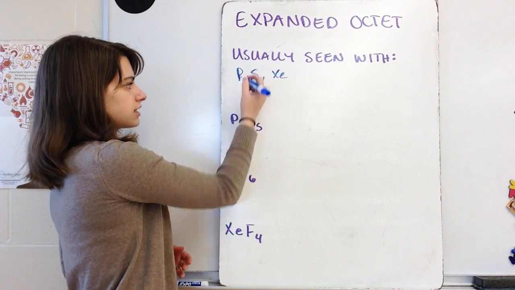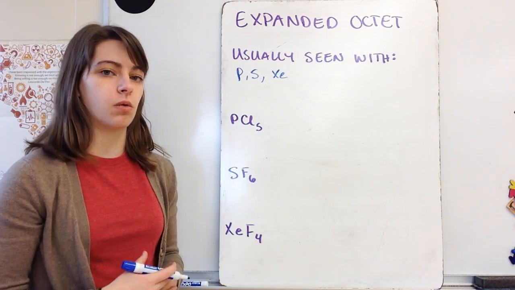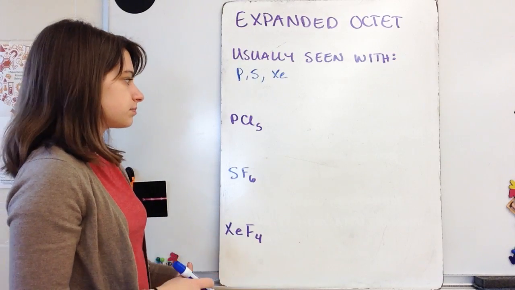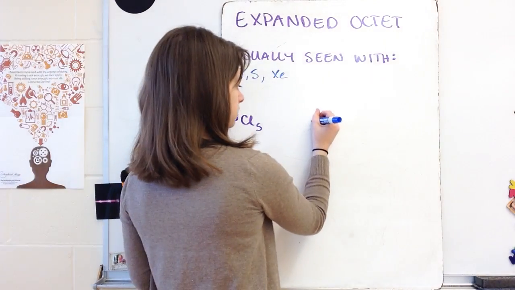This is one of the few exceptions to noble gases don't bond. Xenon will bond every once in a while under very specific sets of conditions. So let's see what this looks like. So if we have PCl5, our phosphorus is going to go in the middle.